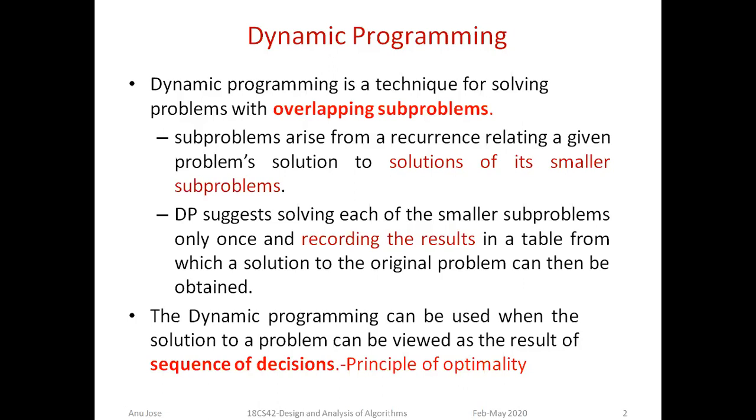It will have overlapping subproblems, and from the subproblem solutions we will get the solution for the given problem. The subproblem solutions will be recorded, and instead of recomputing the subproblem solution again and again, we can just use the stored result. It involves a sequence of decisions, and that is called the principle of optimality. So we will see what this overlapping subproblem is and how it is useful for getting the final solution, with the help of one example.